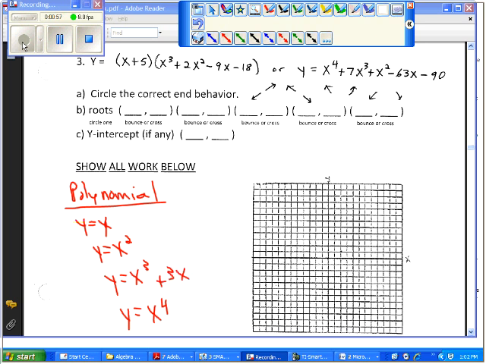Y equals x to the fourth is the parent function of a quartic. We could have another term with a square on it, another term with the first power on it, and another term with a constant. All of these are polynomial functions. They're polynomial functions because they don't have a variable in the denominator, which would be a rational function, or a square root on a variable, which would be a radical function, okay?